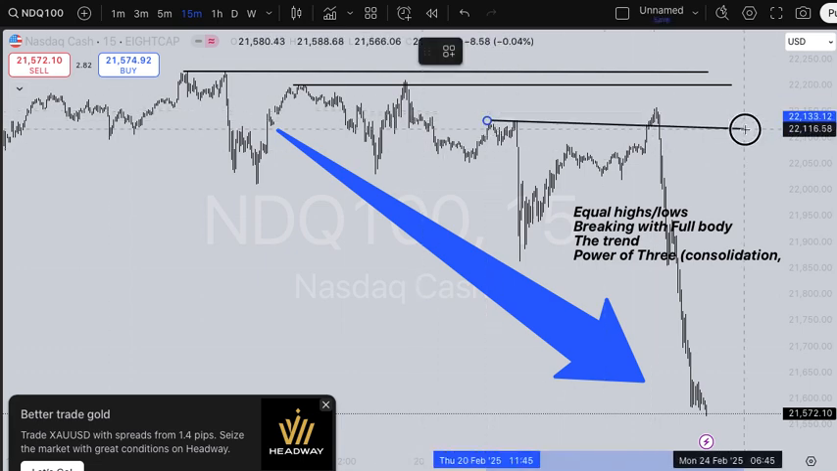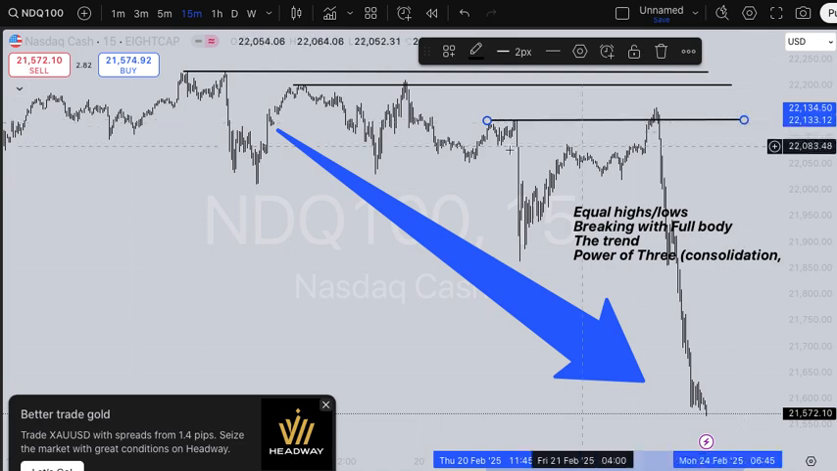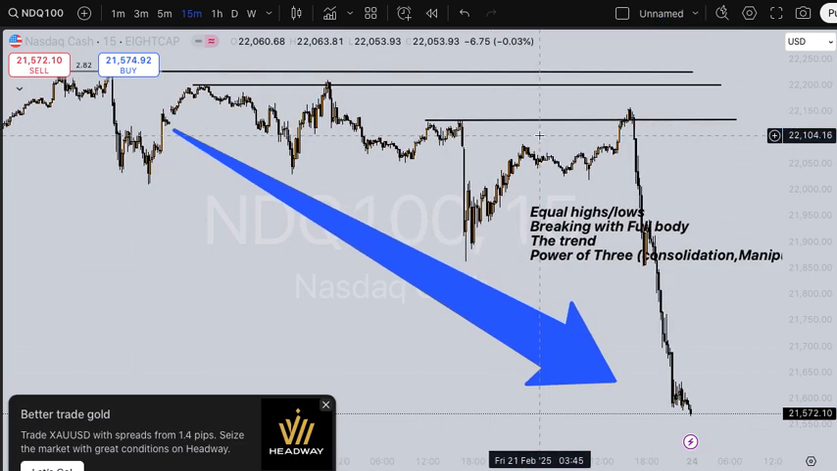Look at this. This is another high. This one is beautiful because it had equal highs.